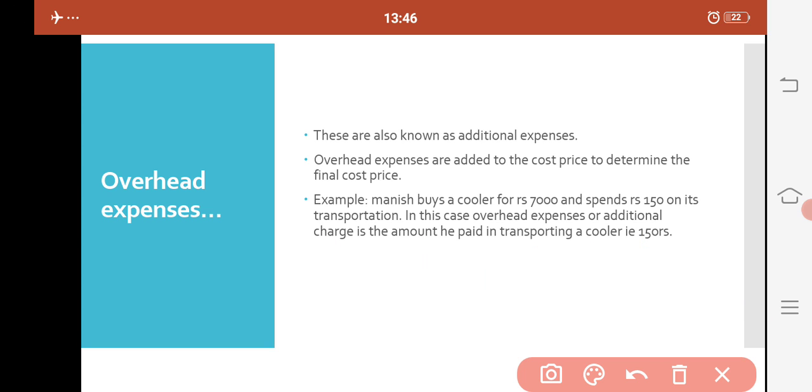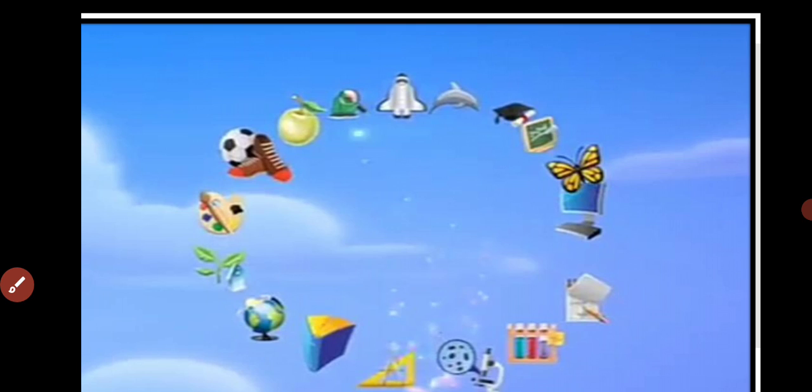Therefore, in the case of the example, the overhead expenses or additional charge is the amount he paid in transporting the cooler, that is 150 rupees. I hope this is clear to you all.